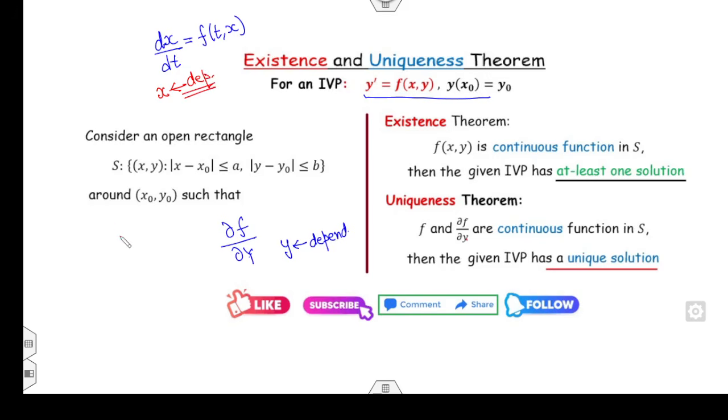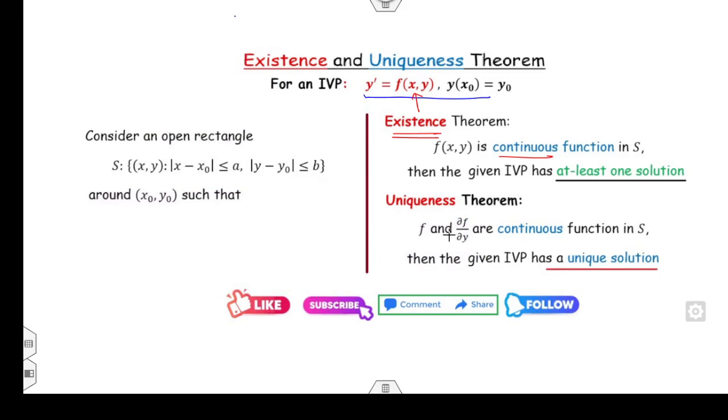In that case, what will the condition become? f and del f by del x. Fine, because x is my dependent variable. So if the function is continuous, then you can say the existence. If the function and its partial derivatives are continuous, then you can say it's a unique solution.